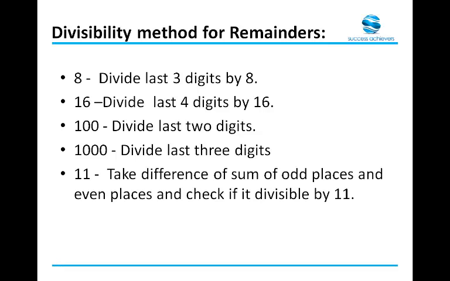For 1000, yes, the last 3 digits you have to divide to get the answer. That is the remainder. And in case of 11, remember what we do is you take the numbers in the odd places, add them, and take the numbers in the even places, add them. The difference should be either 0 or divisible by 11.